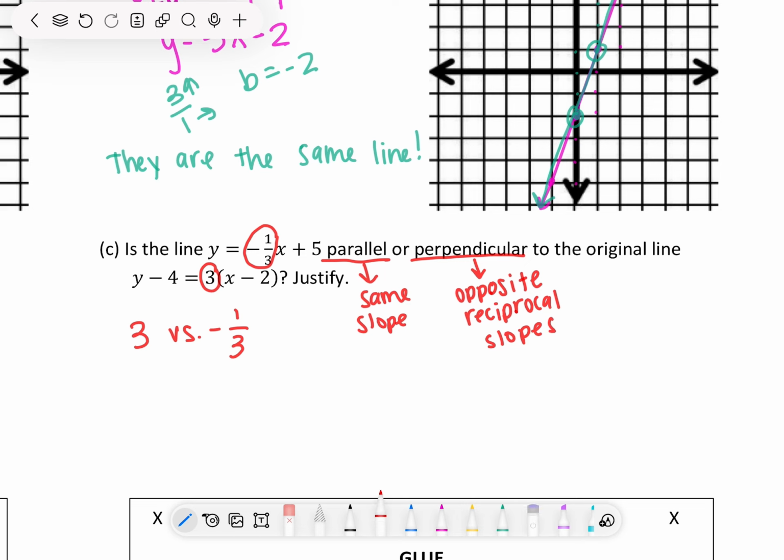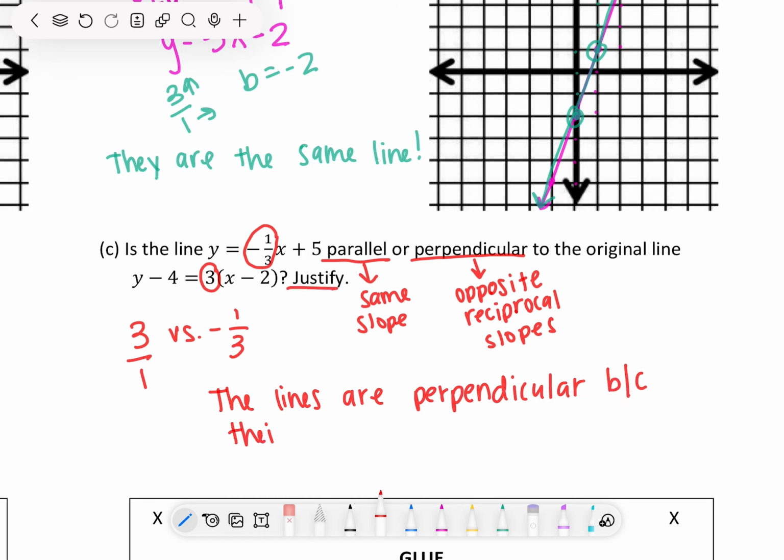If we were to put the one under the 3, we can especially see that they're flipped, right? They're reciprocals. One's positive, one's negative. So we can say the lines are perpendicular. We have to justify. So we can say because their slopes are opposite reciprocals.